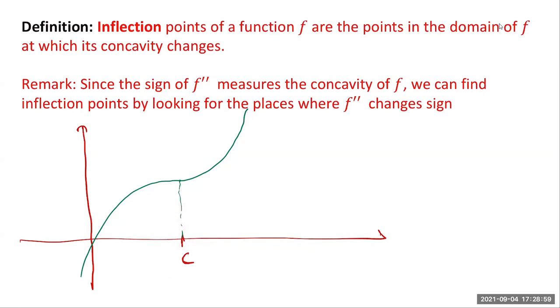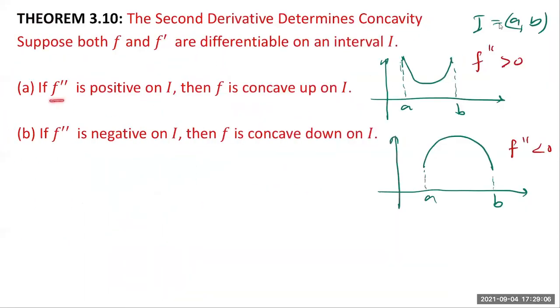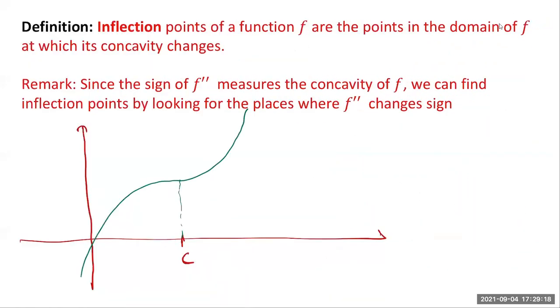Okay, and notice that we know how to measure the concavity using f double prime from the previous part. If f double prime is positive, we know that function is concave up on that interval. If f double prime is negative, we know that the function is concave down in that interval. That means I can use f double prime, the sign chart for f double prime, to determine the inflection points. Inflection points are the points where f double prime changes the sign. Okay, positive to negative or negative to positive.